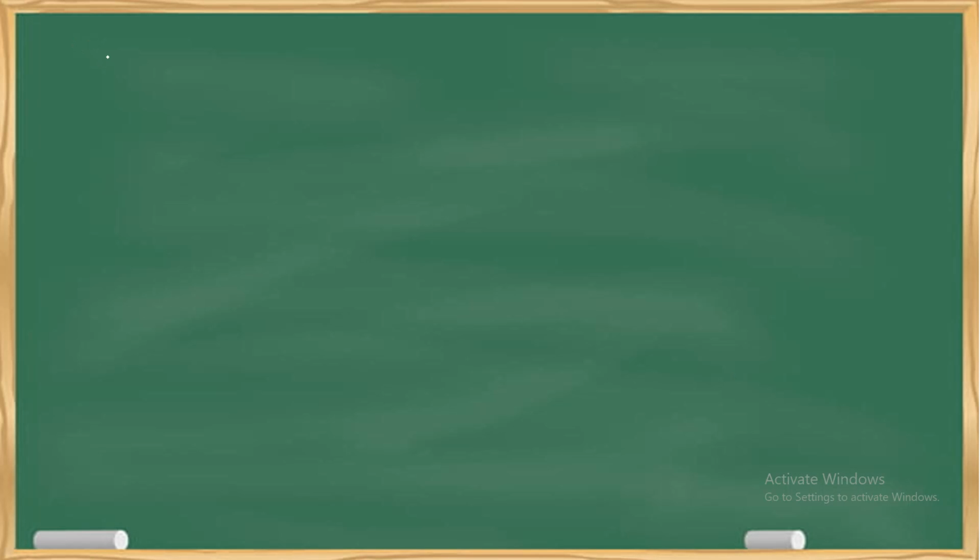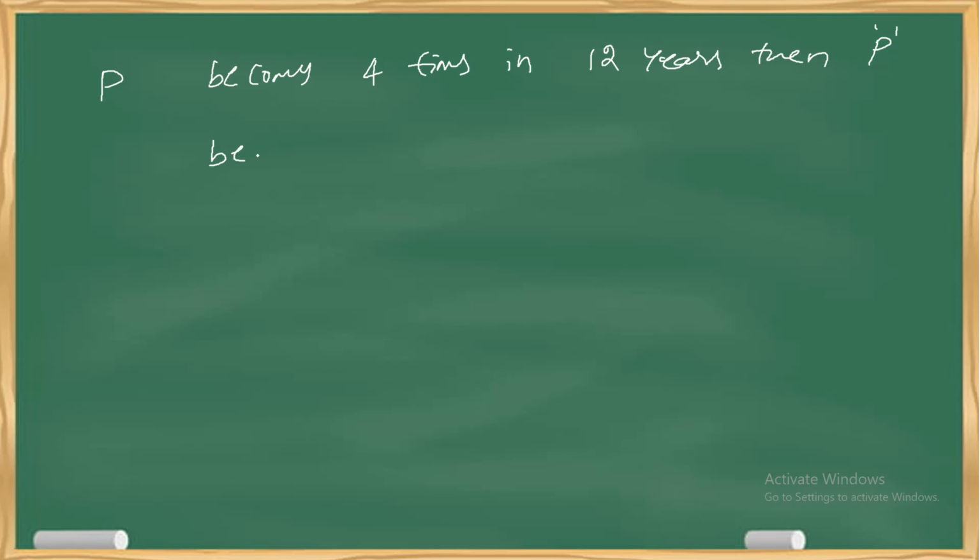Now in some questions they will give like principal becomes 4 times in maybe like 12 years, then principal becomes 10 times in how many years? This is a question they might ask you. Okay, simple. Here I cannot use the formula x into y minus 1 because this is becoming 4 times, not doubling. So you just apply the simple logic.